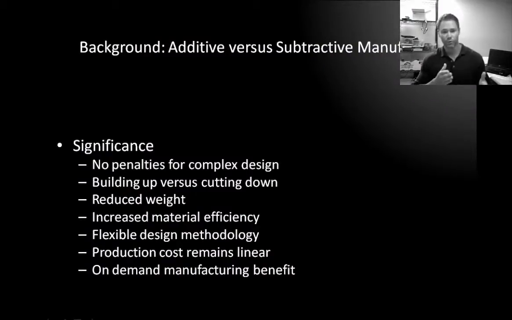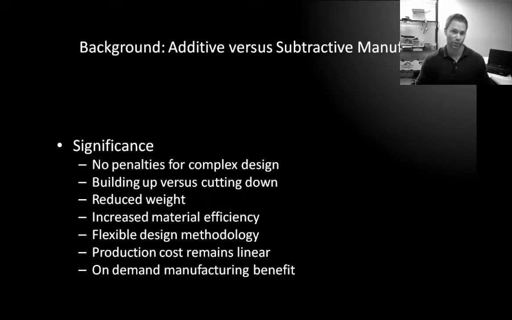So with that in mind, we move on to the significance. There are no penalties associated with complex design for additive manufacturing, whereas in conventional, it costs more and more to do more and more custom. Anything outside the norm gets broken down into more costly expense. You're seeing a build-up versus a break or cutting down.